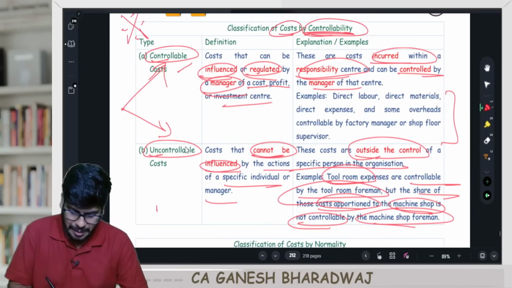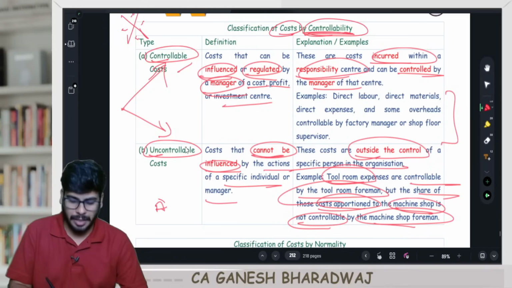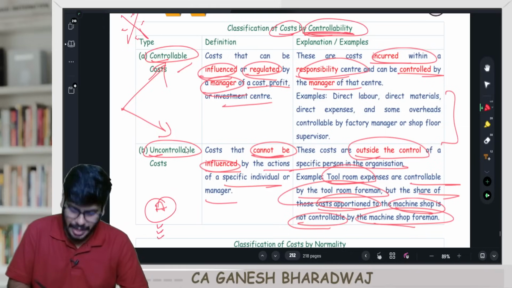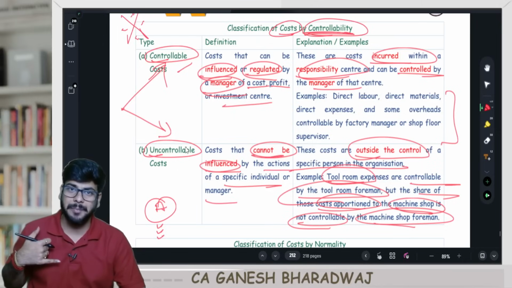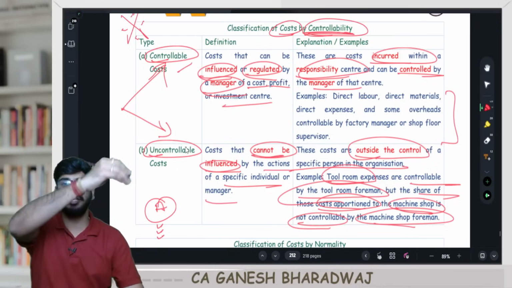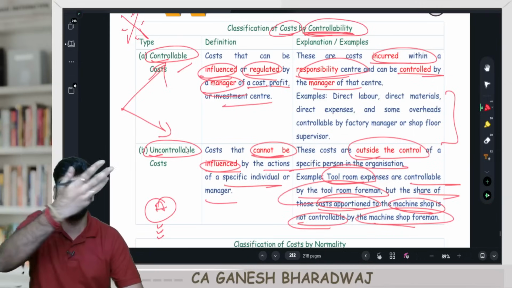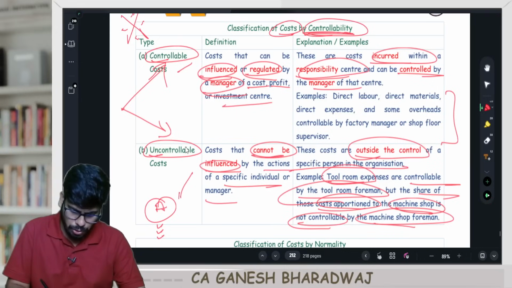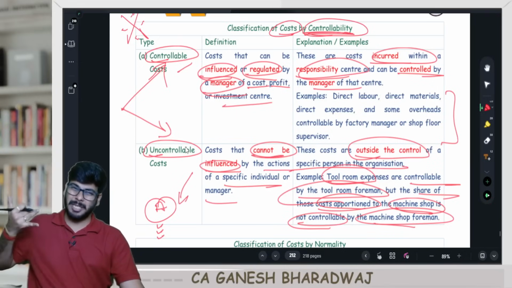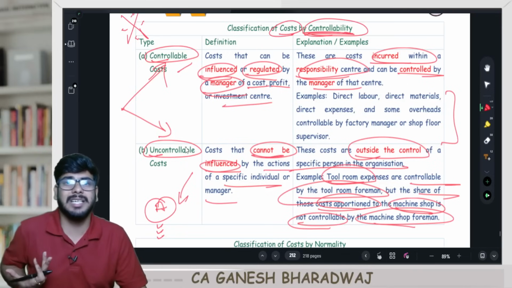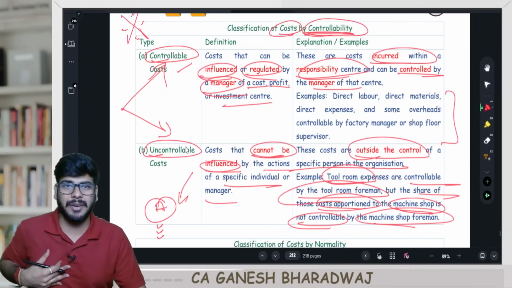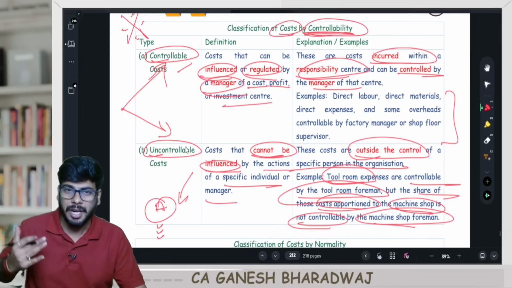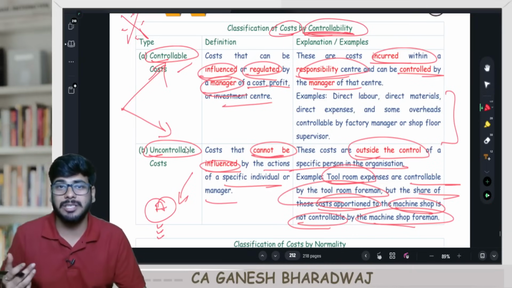Now, let us say there is department A, right? There are certain costs incurred exclusively by this department. These costs are controllable by this department, right? Whereas there are some common costs, for example, factory rent, common rent being apportioned to this particular department. From the perspective of this department, this is an uncontrollable cost. I don't know how much share of factory rent I will be getting, right? Even if I get something, I don't have a say over it. From the perspective of the department, this cost is uncontrollable.